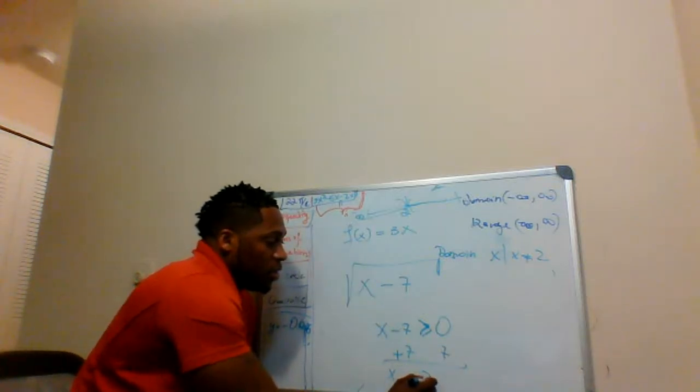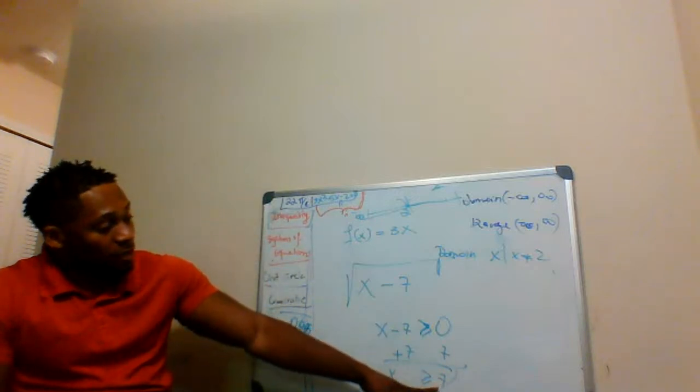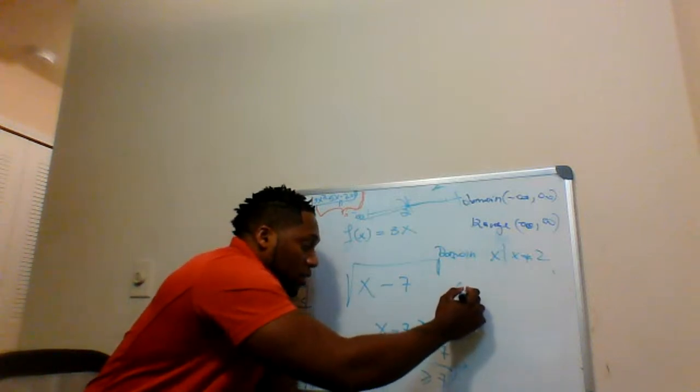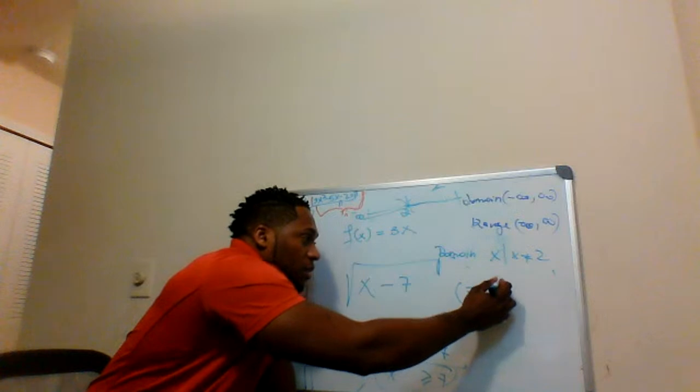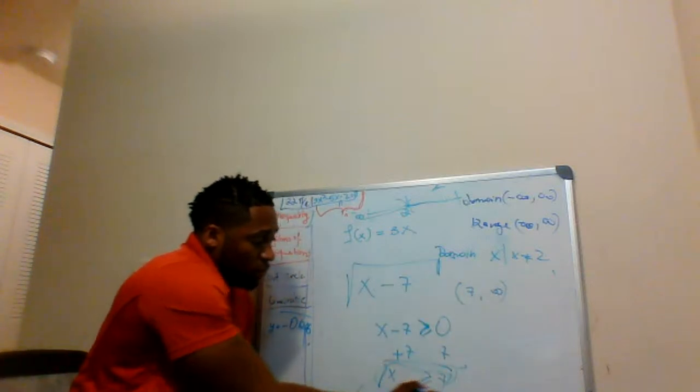X is greater than or equal to 7. So now, this is good. X is greater than or equal to 7. Which, if you write this in terms of intervals, is [7, infinity). So X is greater than or equal to 7. That's the solution that I'm looking for.